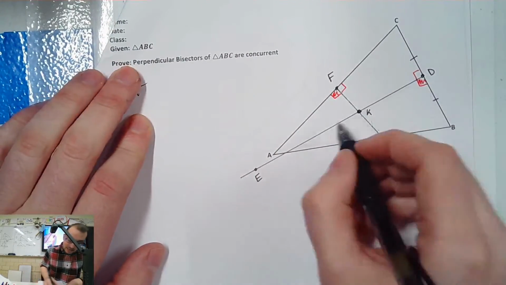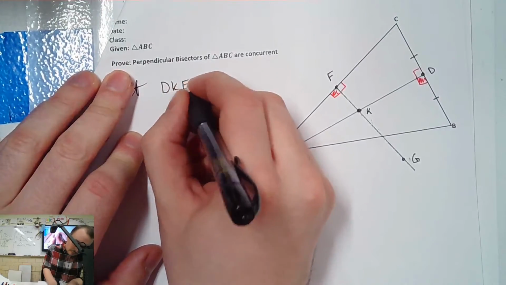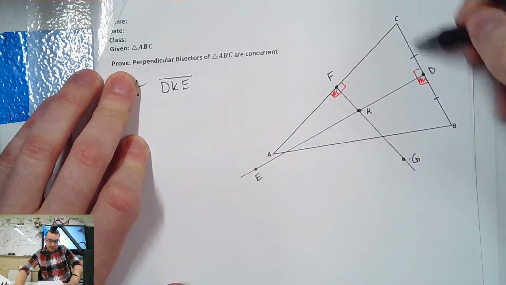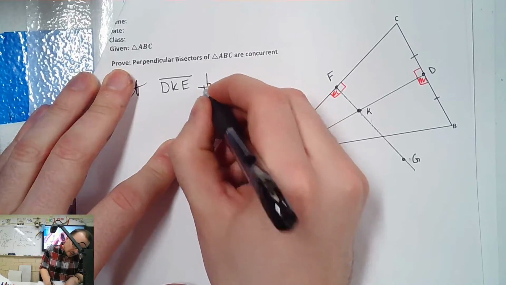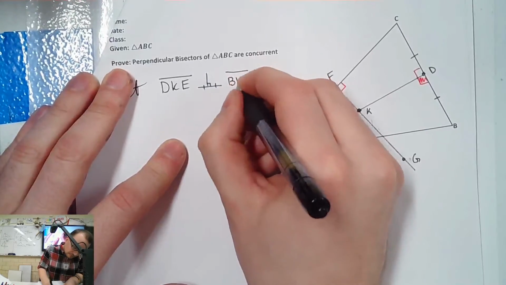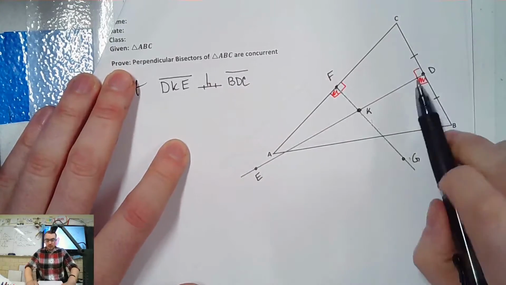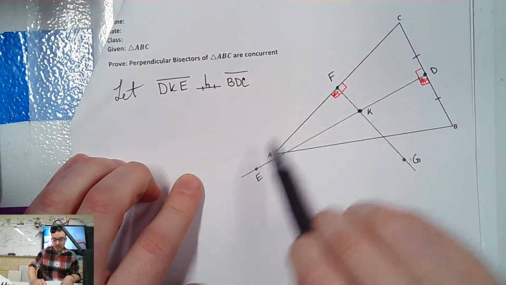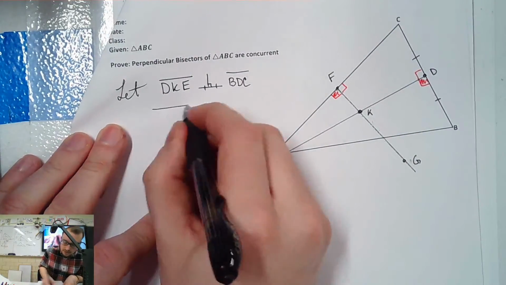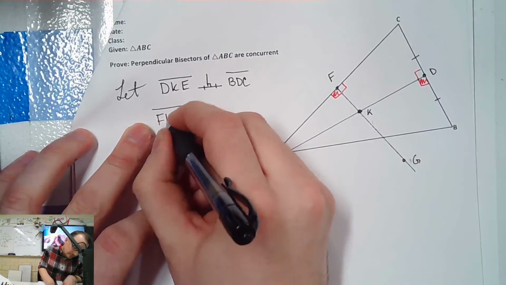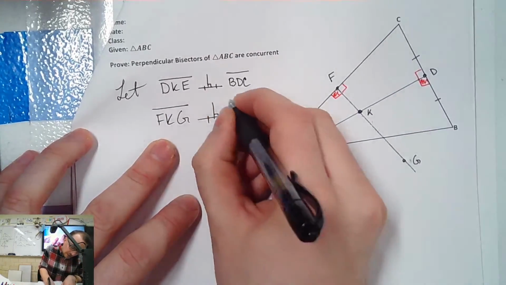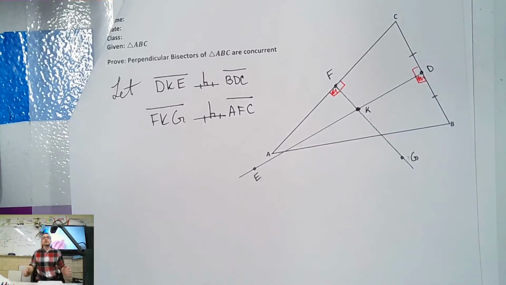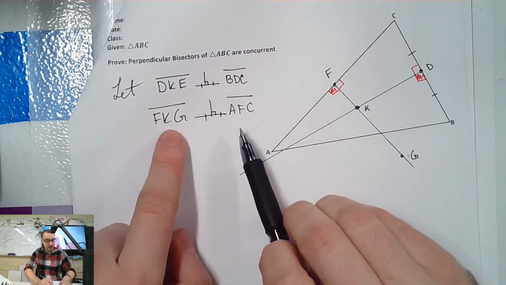So I'm going to say let DKE exist and have it be a perpendicular bisector of BC. So I'm going to do this, perpendicular bisector of BDC. We cool with that? So I drew this guy in and I wrote it. We cool? And I'm going to draw this guy in. So I'm going to say let FKG be the perpendicular bisector of AFC. So all that means is what I drew, right? And see how they share K? It's because they intersect there.